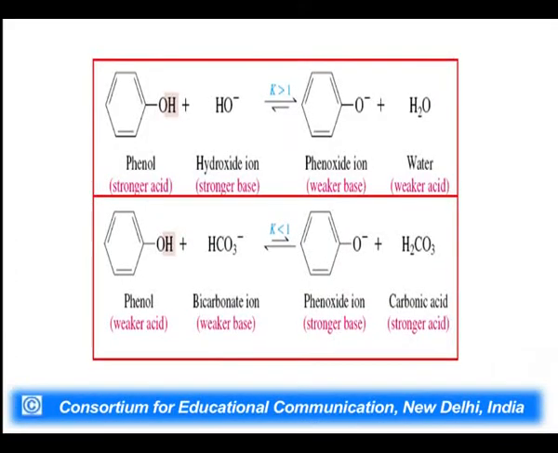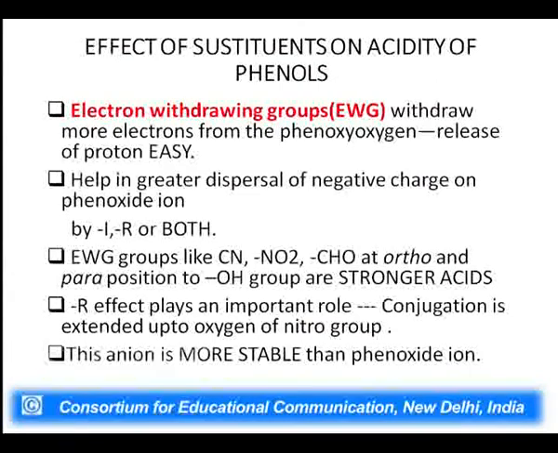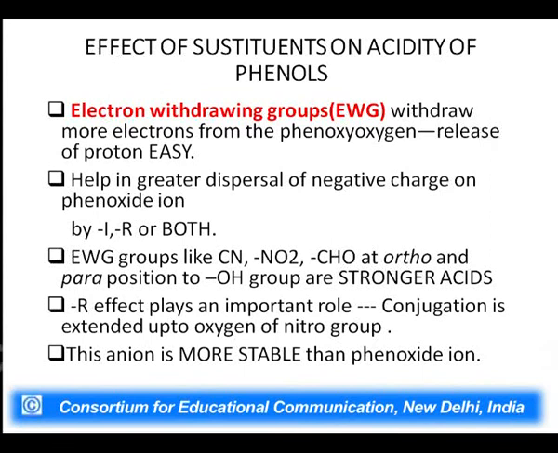Similarly, what we find is that carbonic acid is more acidic as compared to phenol, because bicarbonate is a weaker base as compared to phenoxide ion. Now, we have to see what is the effect of substituents on the acidity of phenols. Generally, please remember, electron withdrawing groups increase the acidity of phenol because they will pull the electrons towards itself, thereby making the release of proton easy.